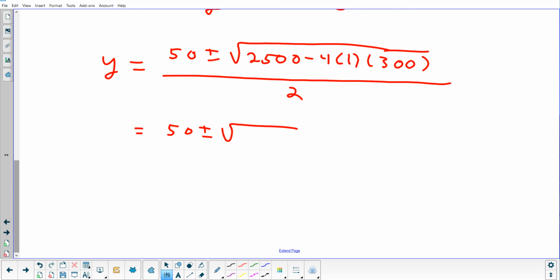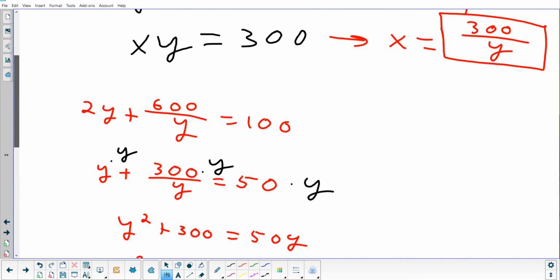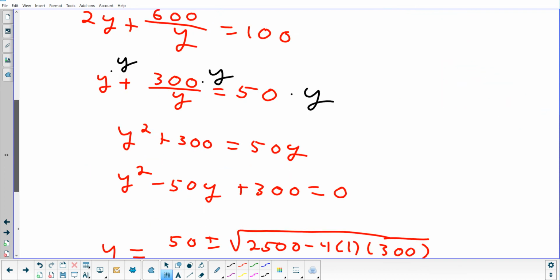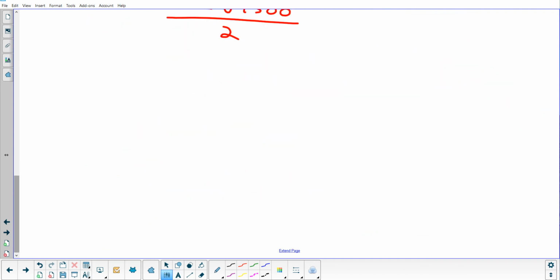1300. So yeah, 1300. And the square root of 1300 is not a nice number, so no, this would not have been factorable. Okay, let's type those in and see what we get. And remember, we're going to get two answers now, just for the y. We still have to go back and find x. But once you know y, that's easy. Just take 300 divided by y, and that's x. All right, let's write down our two answers for y.